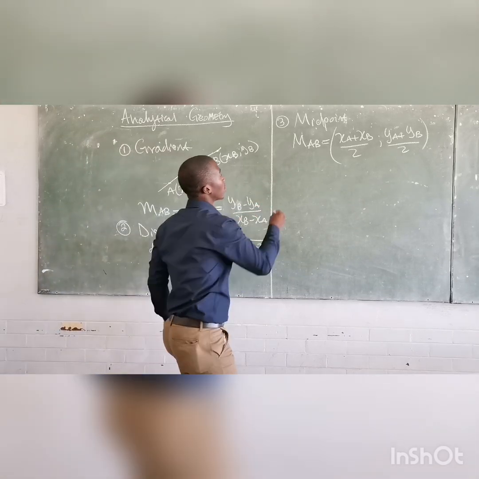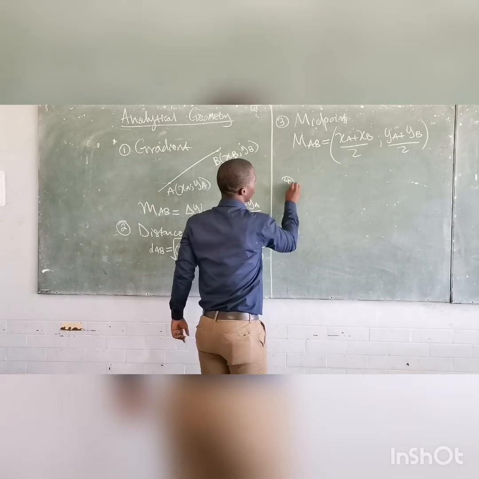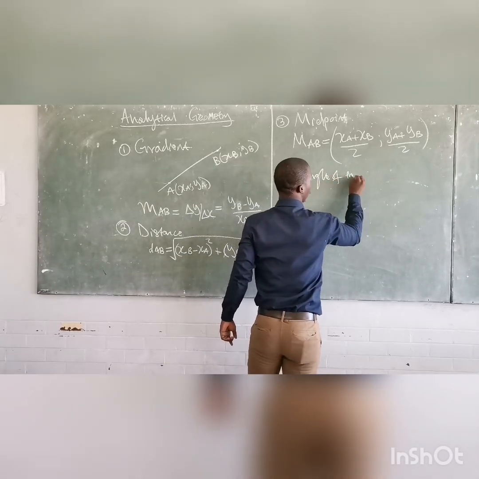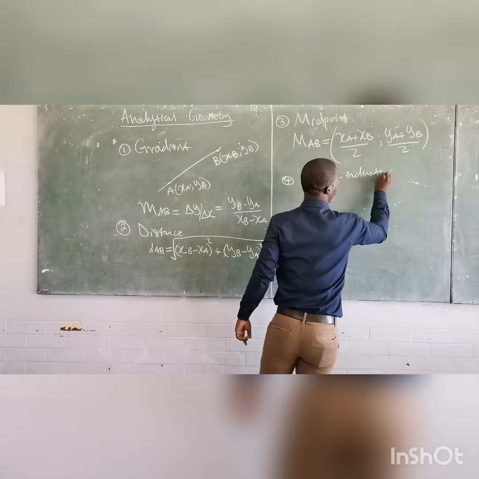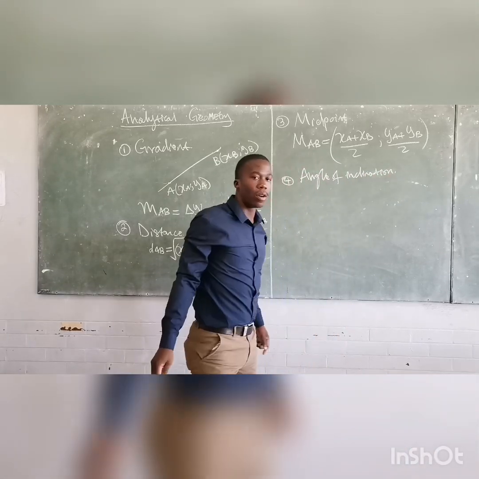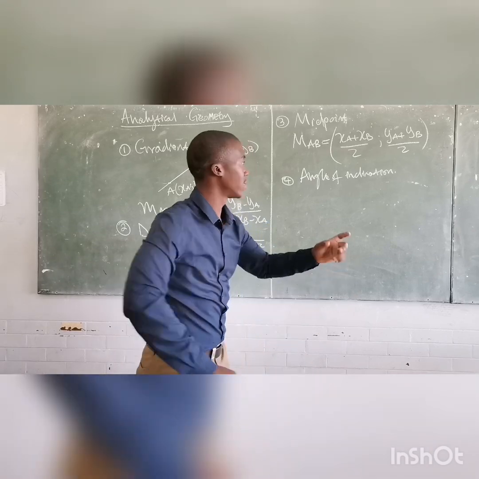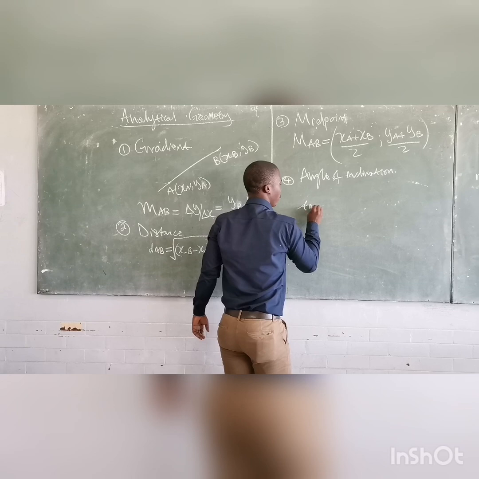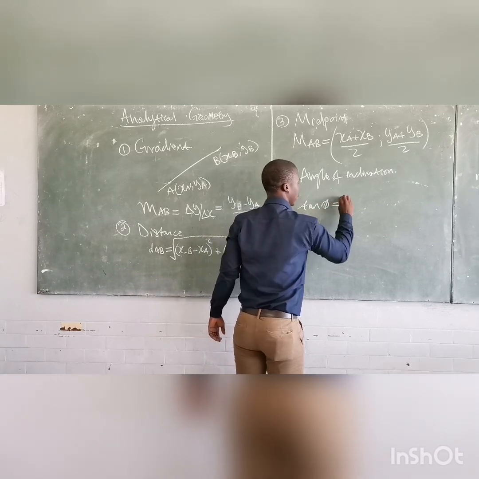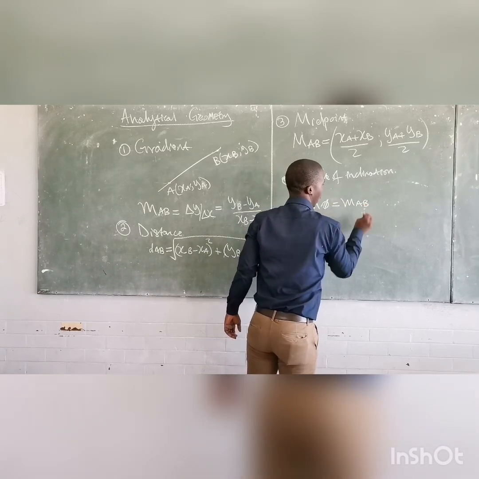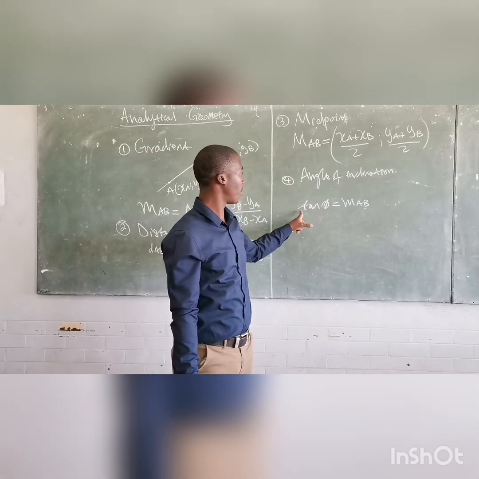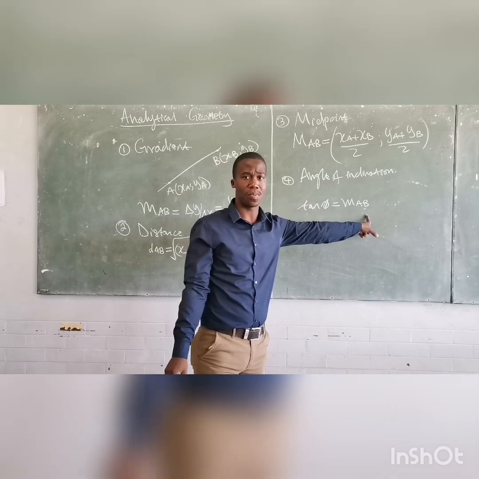Then number 3, angle of inclination, right? Angle of inclination is basically tan theta is equal to the gradient of AB. Perhaps let me explain how come tan theta equals the gradient of AB, right?